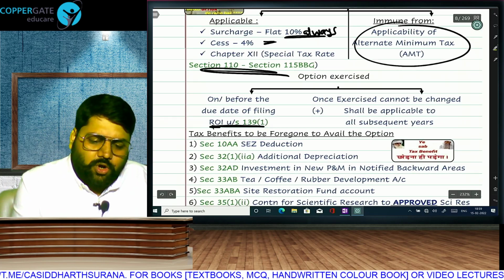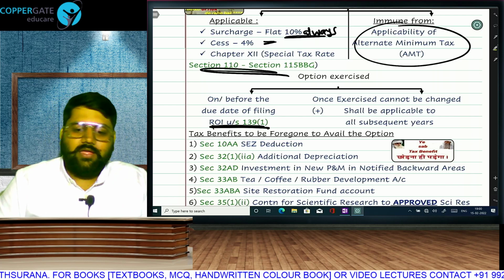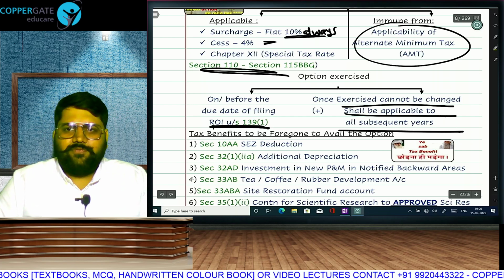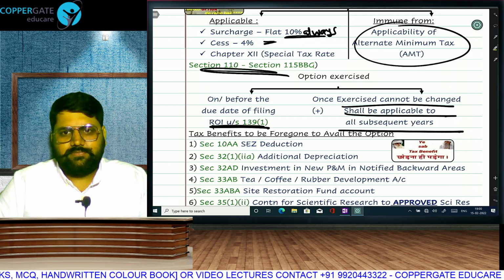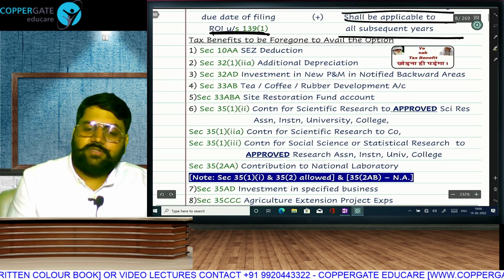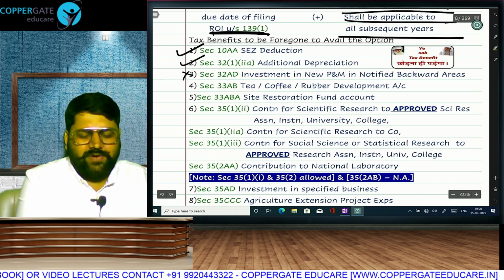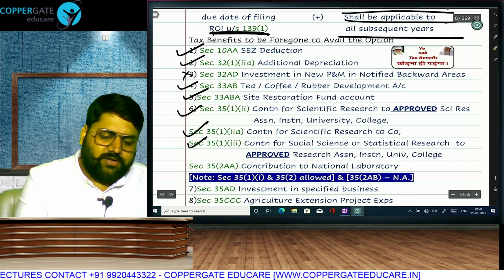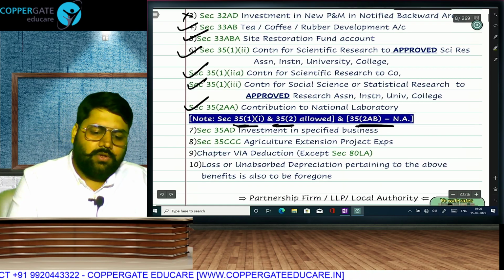Option has to be exercised on or before the due date of filing return. We are all aware of that in all the 4 sections, and here once exercised cannot be changed, shall be applicable to all the future years. Option once taken, you will not be allowed to change this option. Correct? And to take the option, what are the tax benefits to be foregone? Same now if you observe, as he said, additional depreciation, 32AD is now over, so you can ignore tea, coffee, rubber, site restoration. For scientific research, same 1, 2, 3, 4, same 2 allowed and same not applicable because that is applicable only to company.